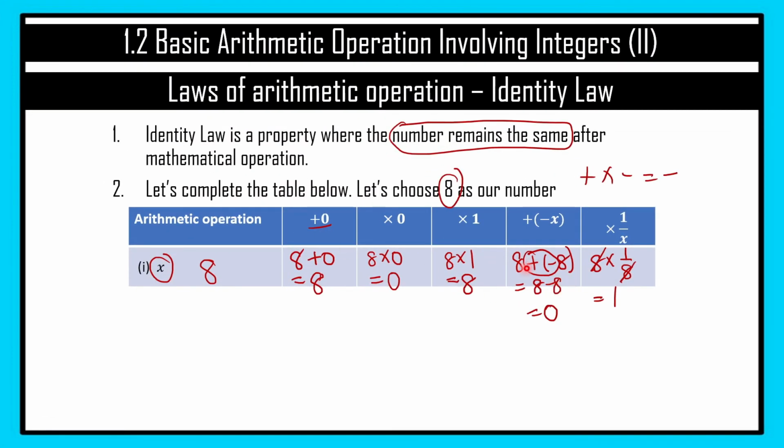So from this activity, 8 and 8, the same value. So 8 plus negative 8, you get 0. It's called 0 pair. Alright, so from here, we know that plus 0, you still get 8. Multiply 1, you still get 8.